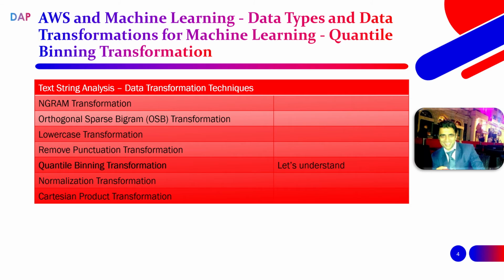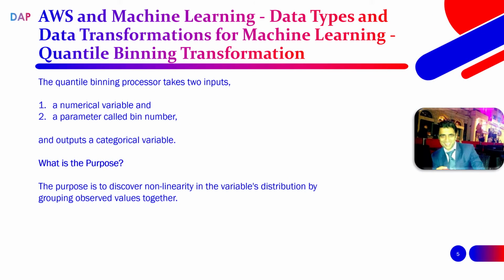Now, let's understand this transformation. The quantile binning processor takes 2 inputs, okay? Just remember that: a numeric variable and a parameter called bin number, and it outputs a categorical variable. So it takes 2 inputs, a numeric variable and a parameter called bin number, and outputs a categorical variable. But what's the purpose of all this? The purpose is to discover non-linearity in the variable's distribution by grouping observed values together.